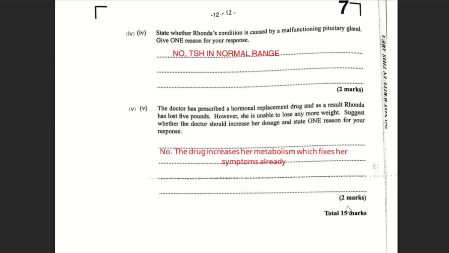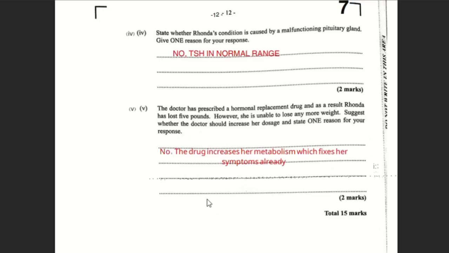So the next question says the doctor has prescribed a hormonal replacement drug, and as a result, Rhonda has lost 5 pounds. However, she's unable to lose any more weight. Suggest whether the doctor should increase her dosage and state one reason for your response. So basically, no. The hormonal replacement drug that Rhonda was given is mainly to fix her symptoms.